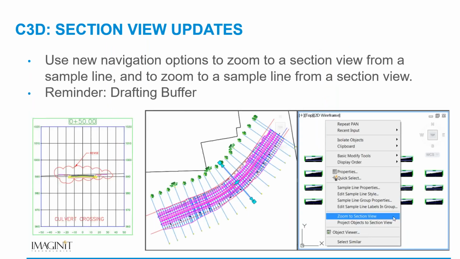With cross sections, this has been newer functionality. I think it was added in 2018, where you're able to select a section on screen in plan view and zoom to the grid. Or once you get to the grid, you're able to zoom to the section line itself, which is really nice. I've been waiting for that one quite a long time. And just as a reminder, there is a buffer for cross sections that allows you to move a section, and any data that's in there moves along with it.